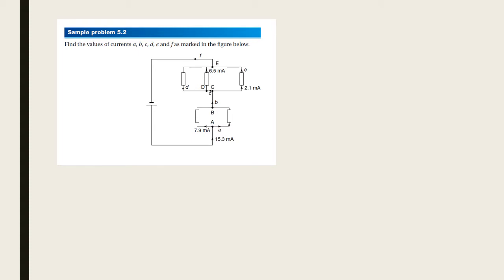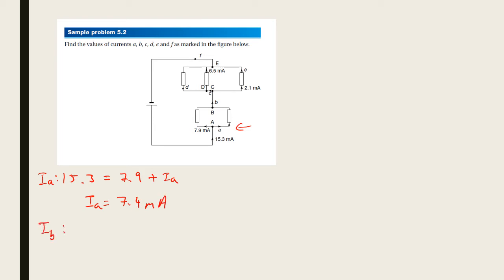Find the values of the currents A, B, C, D, and E, as well as F. So what goes in must come out. That means on this first part here, you have 15.3 going in, and you already have 7.9 milliamps coming out. The other part must make it added to 15.3. So for the first current, 15.3, that's going in. Then we have 7.9 coming out, plus the current of A.